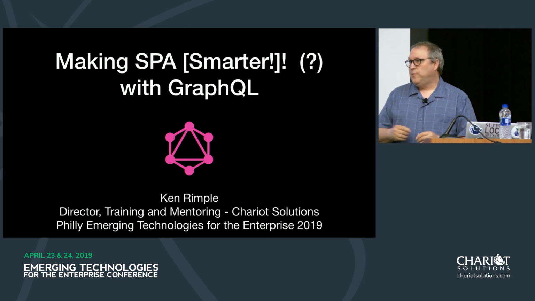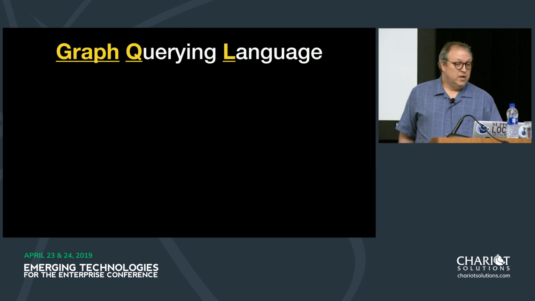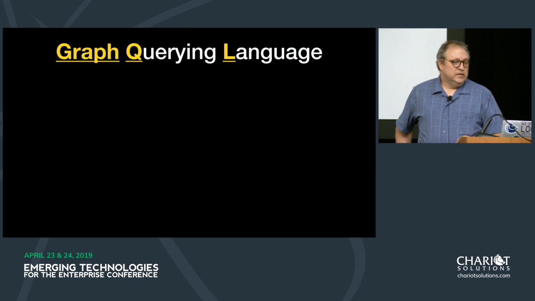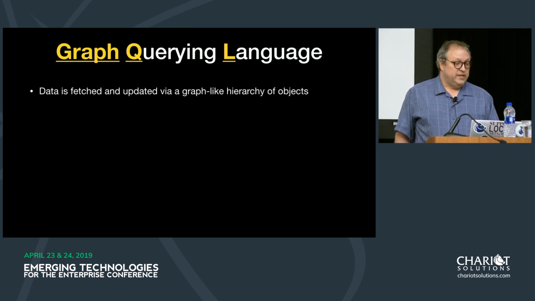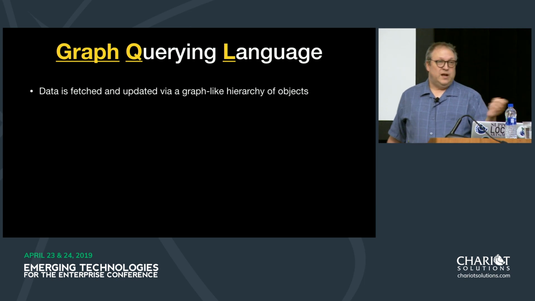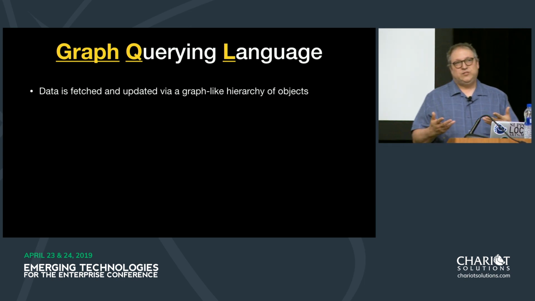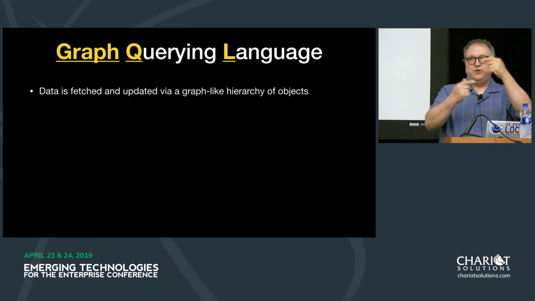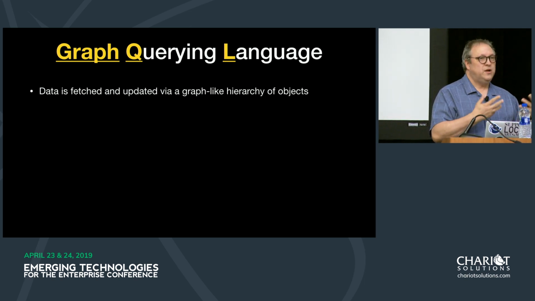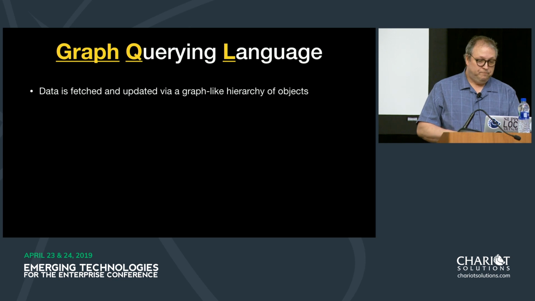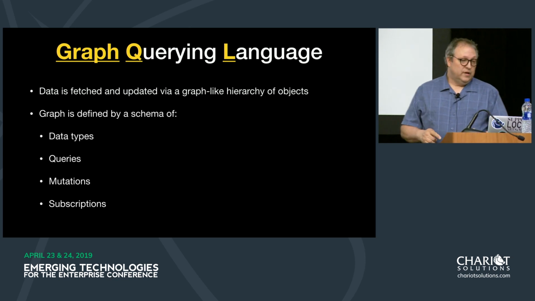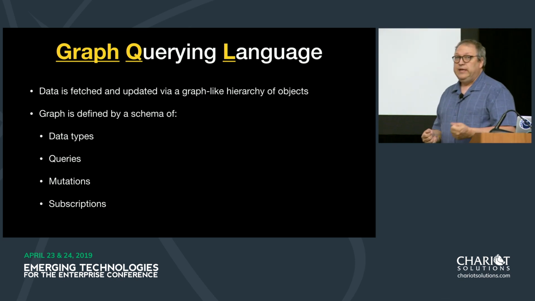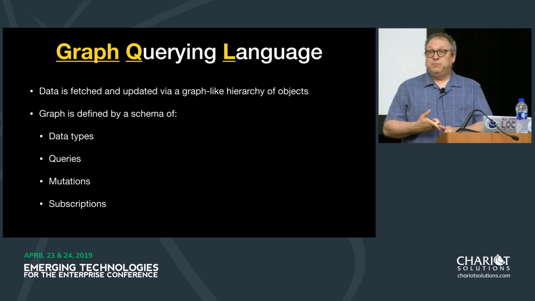What is GraphQL? How might you use it? As you can imagine, QL stands for query language. It is basically going to fetch data and update data in a graph-like format. It's a hierarchical set of data that you query by pulling out nodes that you're interested in by representing them in a query. And the actual graph schema that you create is defined by data types.